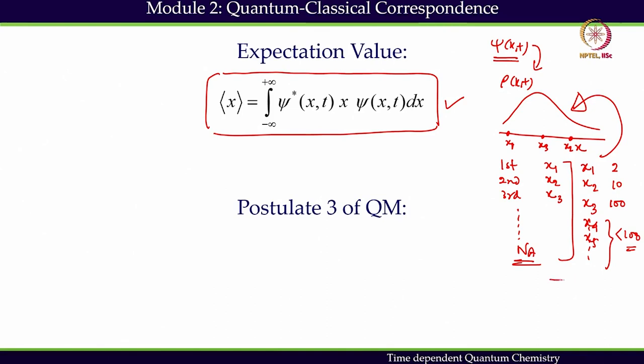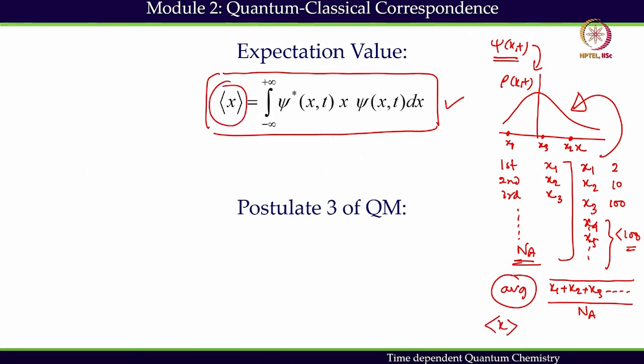Now, after doing this experiment, I can also find out the average of that value. Average is going to be x1 plus x2 plus x3, all these positions divided by how many times I have repeated the experiment. Here I am considering Avogadro number of times I have repeated the experiments, that is why I am dividing by N. This is going to be the average value of the measurement, and that average value would be the expectation value in the distribution. So, this can be calculated theoretically. So, this is theory and this is experiment.